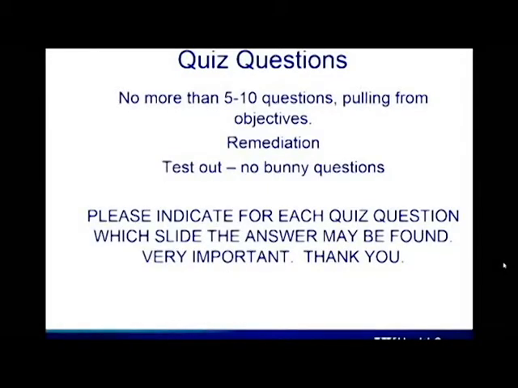So when I mentioned the number of slides, I was not including the quiz questions. Generally, no more than 5 to 10 questions, pulling from the objectives. Make sure that the information is coming from content that you have. You don't want them to make deductions on their own. You want to have concrete information they can pull from. As another option, you can also have an attestation where you just want them to acknowledge that they viewed perhaps a video. Sometimes that's required. That's up to you.